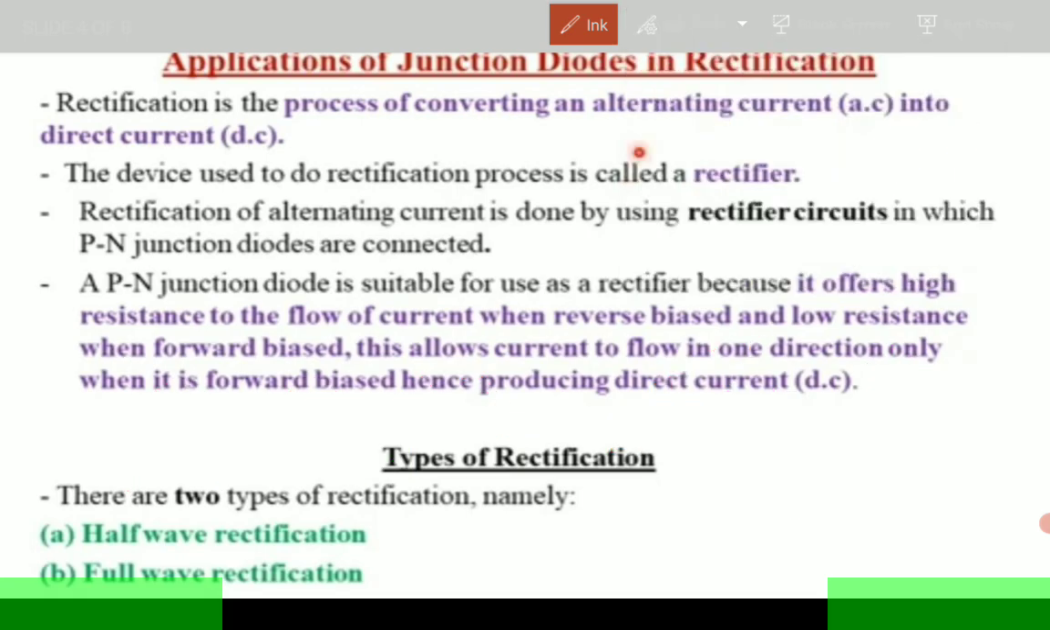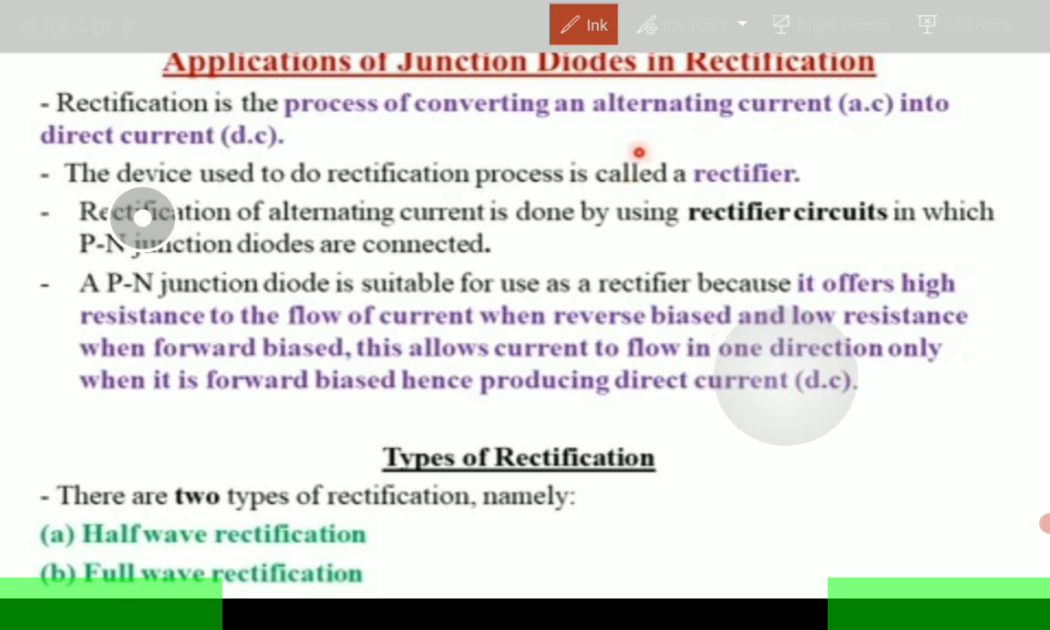All right, so that's what you call rectification. They can ask you in a 1-mark question, define the term rectification. It is the process of converting an alternating current into direct current. Devices that are capable of doing that are called rectifiers, by virtue of the job that they do. Because a diode rectifies, it is called a rectifier.